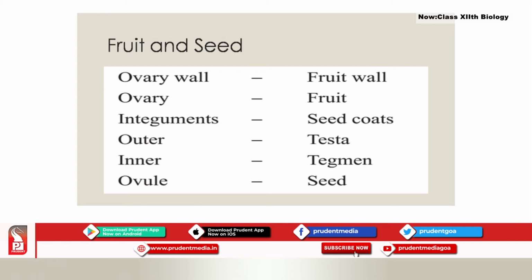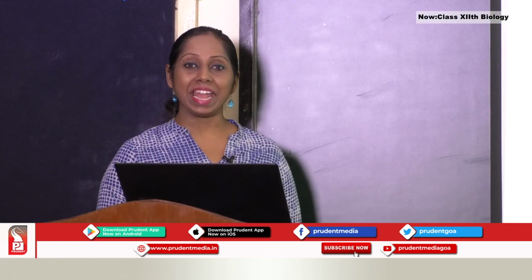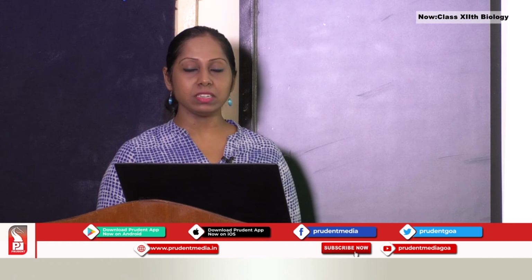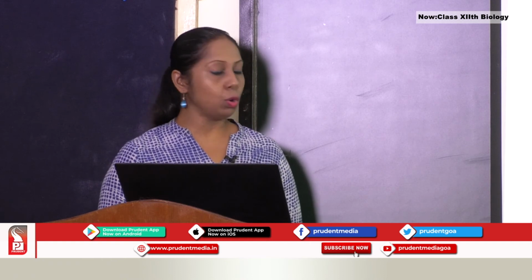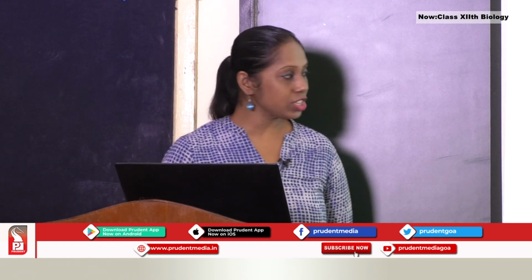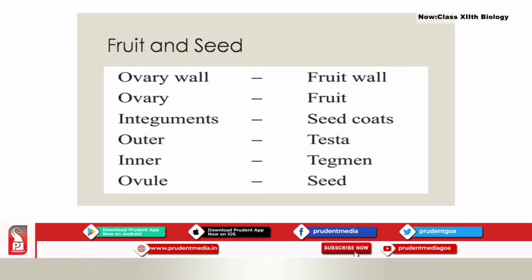The integuments of the ovule, the outer and the inner integument, remember, they go on to become the seed coats of the seed, the outer two coats of the seed. So the outer integument becomes the testa or the outer seed coat. The inner integument becomes the tegmen, also known as the inner seed coat. And the ovule now gets transformed into the seed, which is carrying what? Which is carrying the developing embryo inside it.